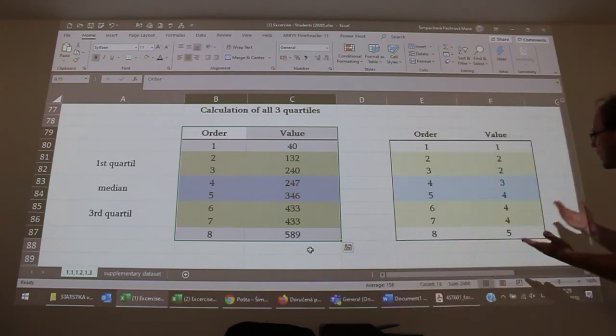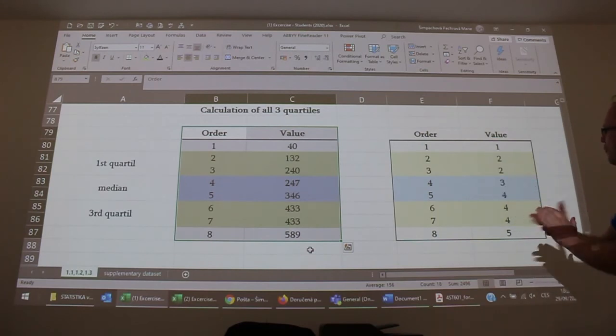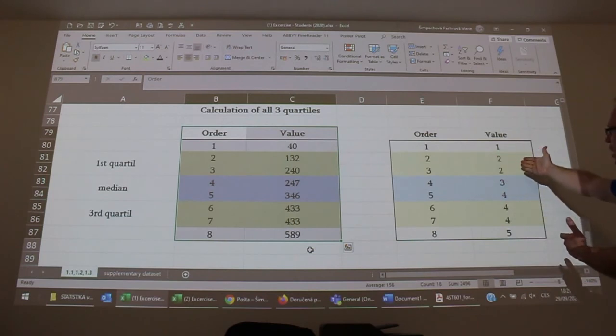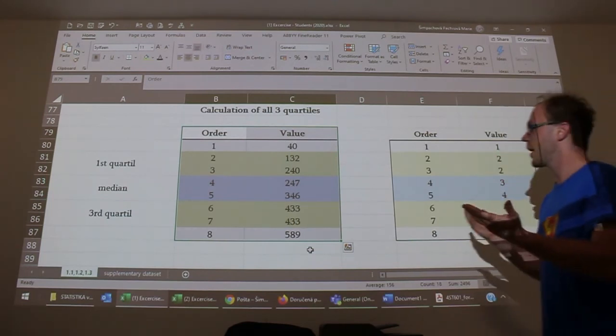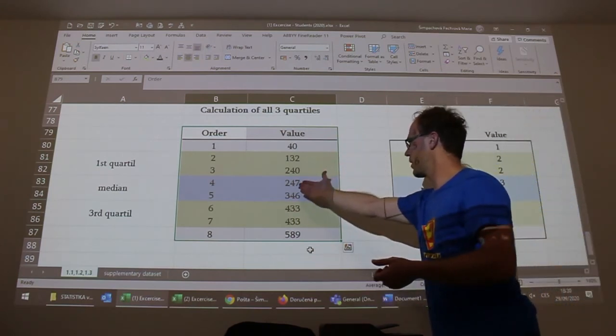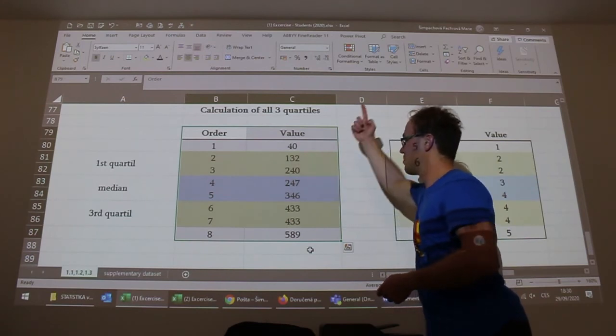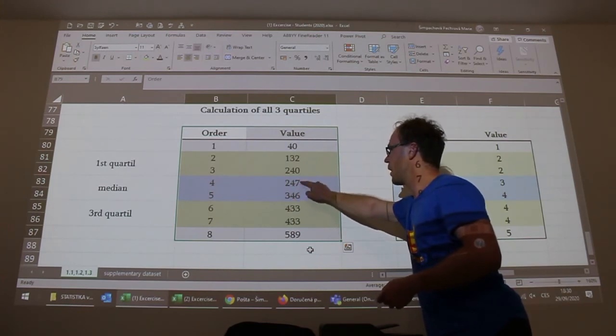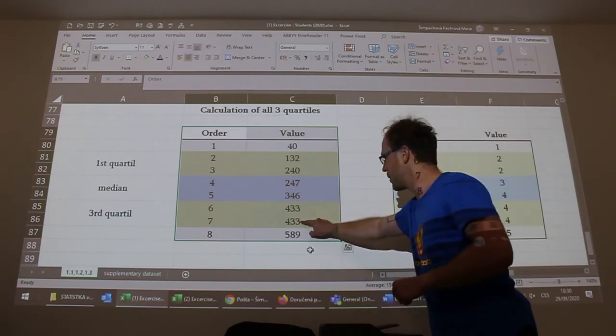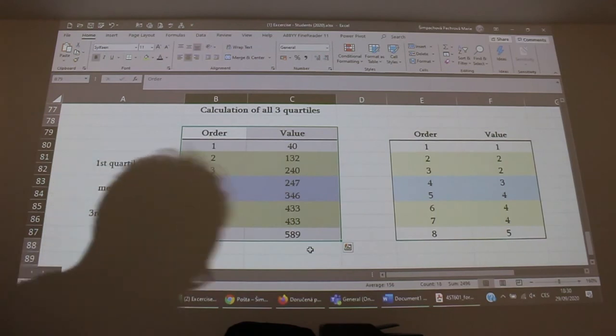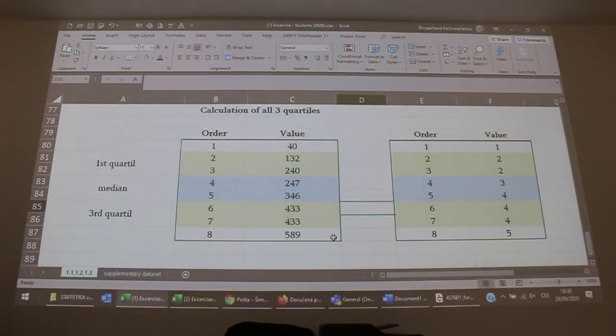And if you estimate the positions of the median, first quartile and third quartile, yes, you can calculate the first quartile, median and third quartile, yes. The first quartile will be between these two values, the median will be between these two values, yes, and the third quartile will be between these two values, yes. The third quartile is easy, yes, because between value 433 and 433 is only the value 433, yes.